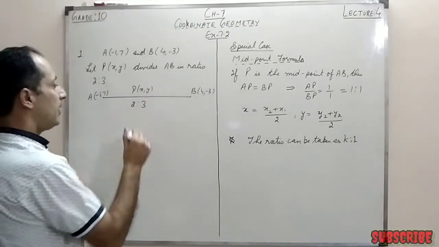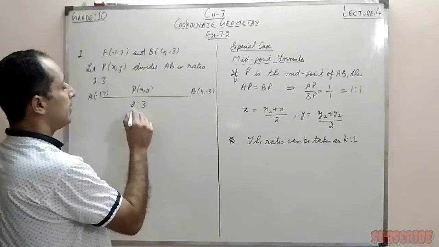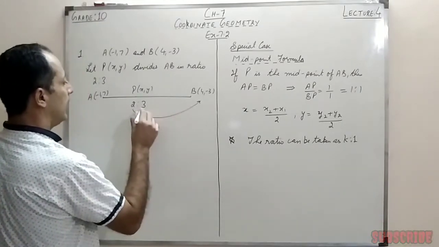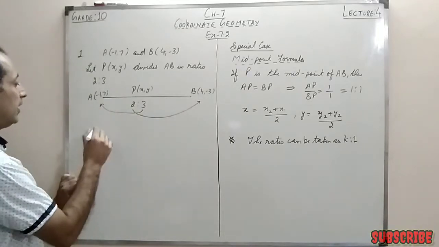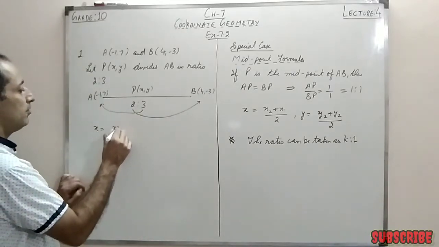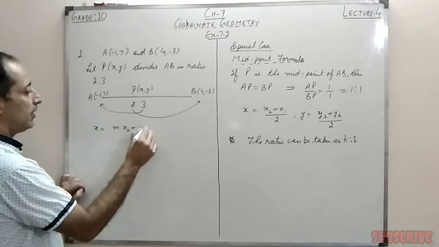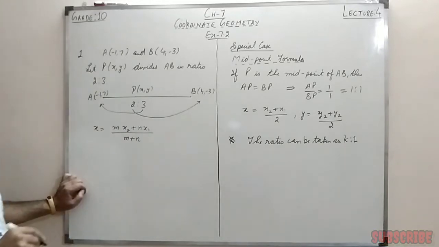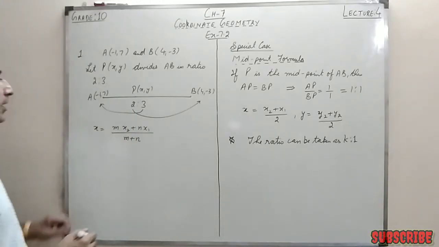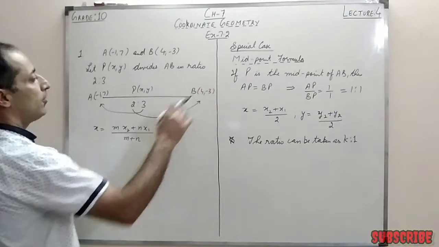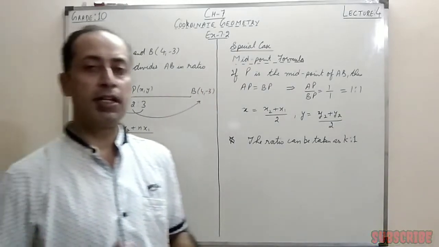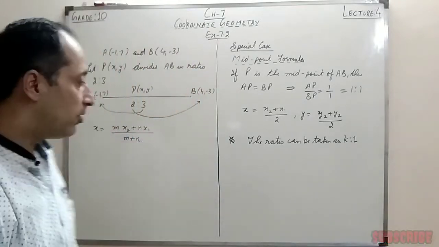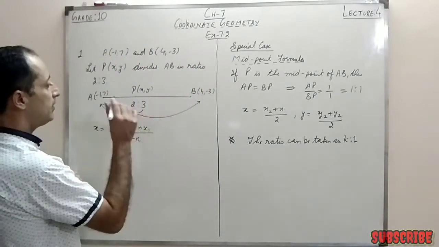Now, if I have to find the x coordinate and y coordinate of P, this 2 gets multiplied here and 3 gets multiplied here. So now the relation is x equals (mx2 plus nx1) upon (m plus n). Here m is 2, n is 3. This is (x1, y1), this is (x2, y2). If you don't remember or you get confused, you can just write a small x1, y1 below the coordinates also, right? So m is this, n is this.